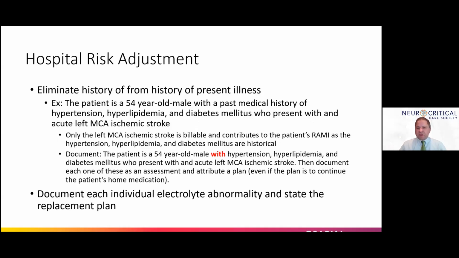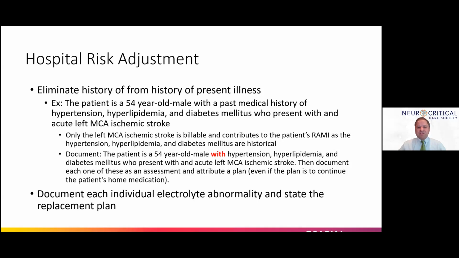What else can we do to help our documentation to show how ill the patient is that we're caring for? We need to eliminate this habit that we were taught in medical school and is continuing to be taught in medical school, to eliminate the term history of from the history of present illness. So here's an example. The patient is a 54-year-old male with a past medical history of hypertension, hyperlipidemia, and diabetes mellitus, who presents with an acute left MCA ischemic stroke.